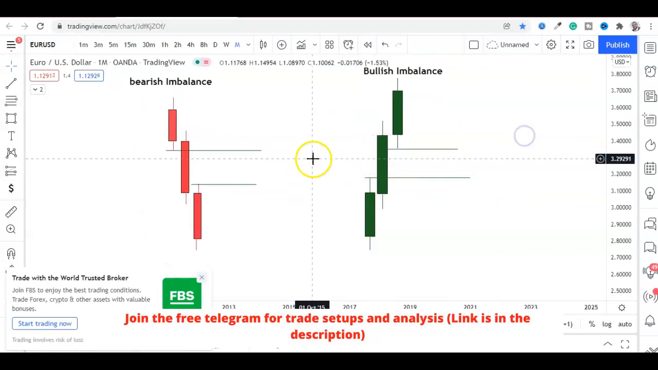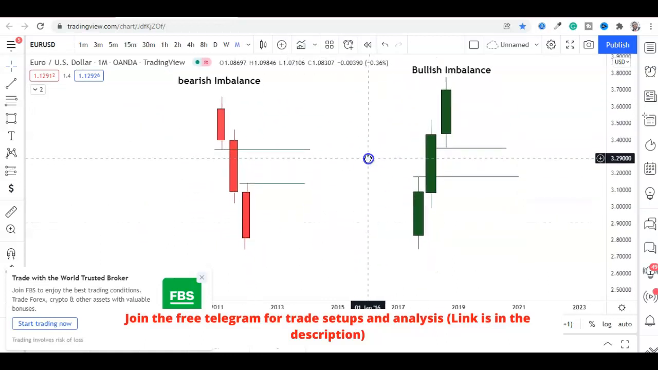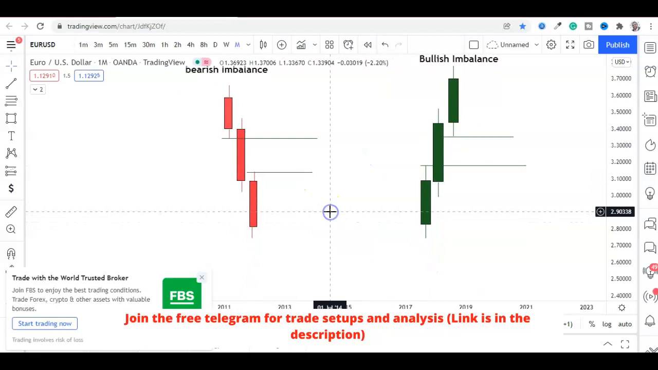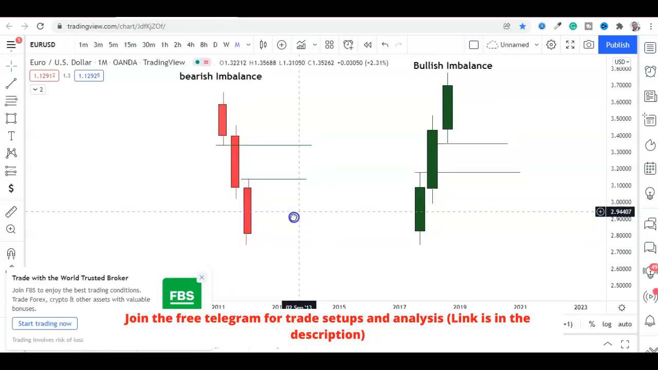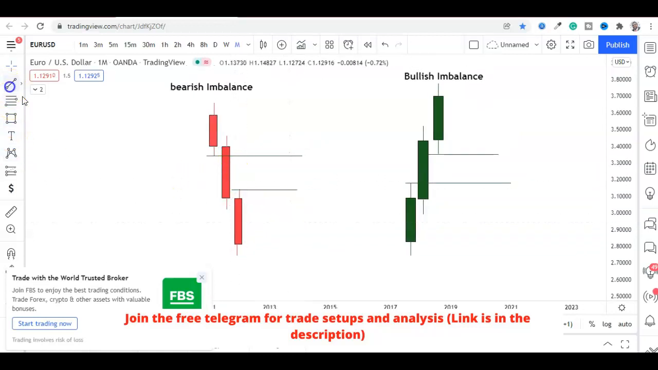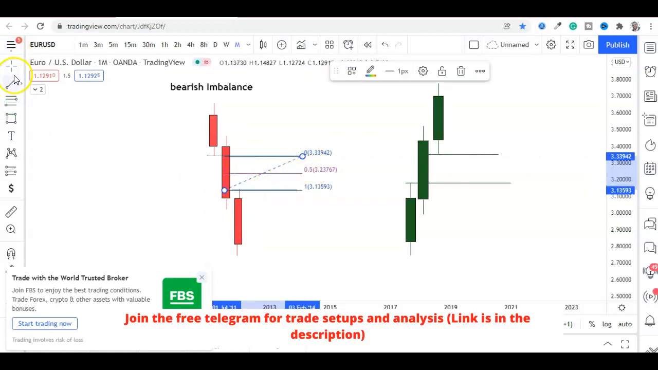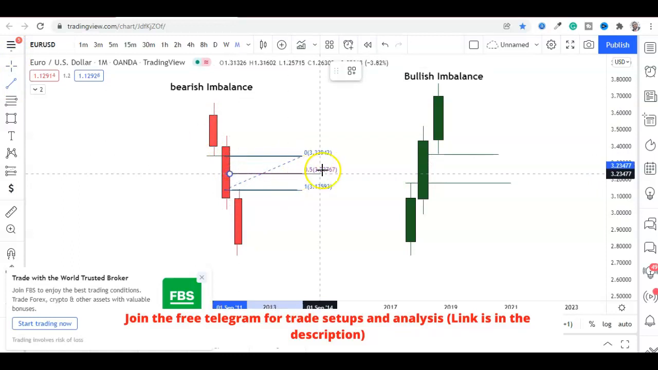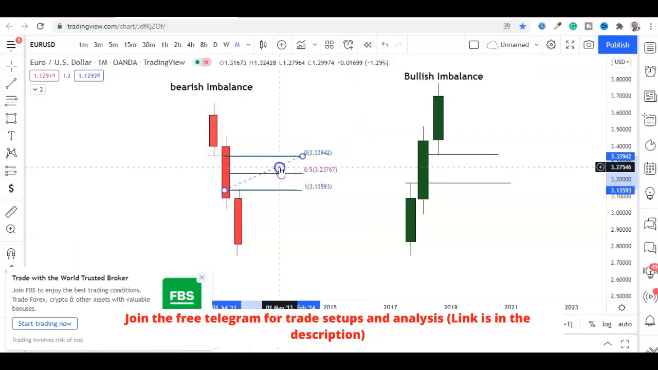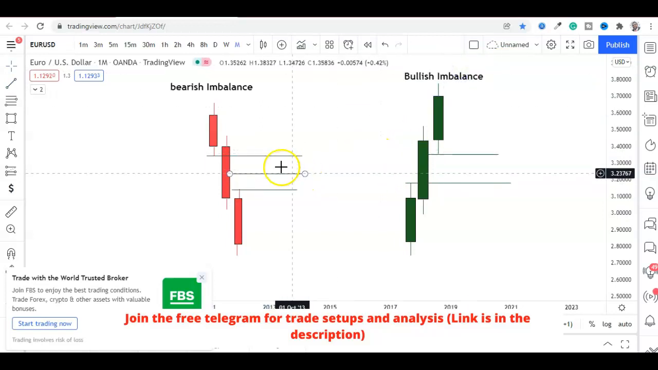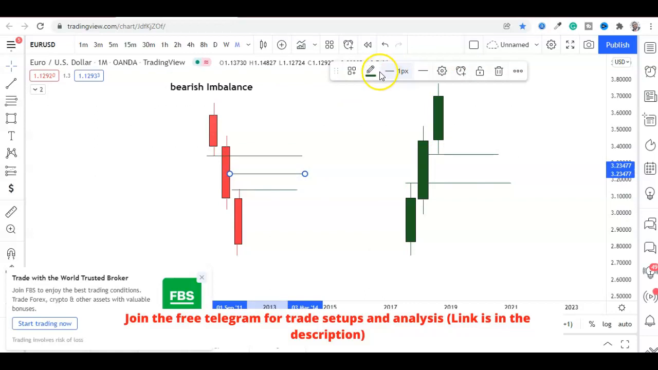Now, how do you trade price imbalance? I'm going to show you how most people trade and the way I personally trade imbalance. Most people trade when price fills up the 50% level. For example, to know the 50%, I will take the fib from here to here, the 50% level. So most people do this, and I'm not here to attack any strategy. Every strategy is good as long as it makes you profit.